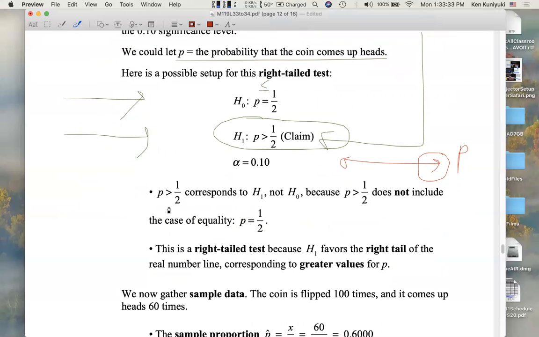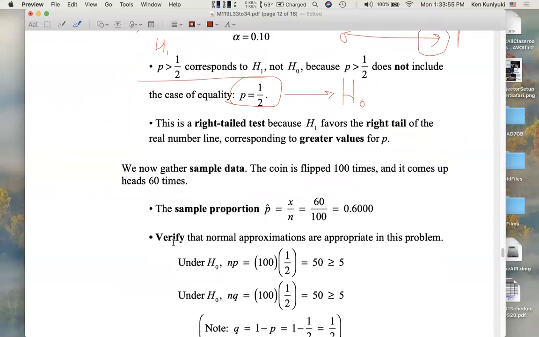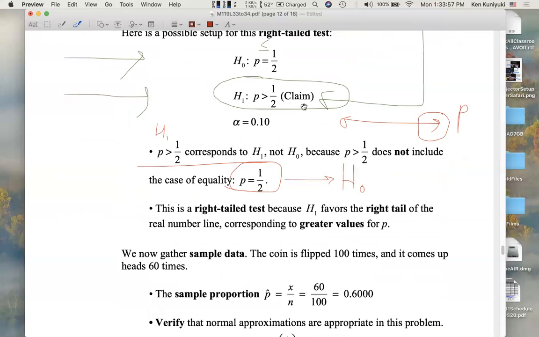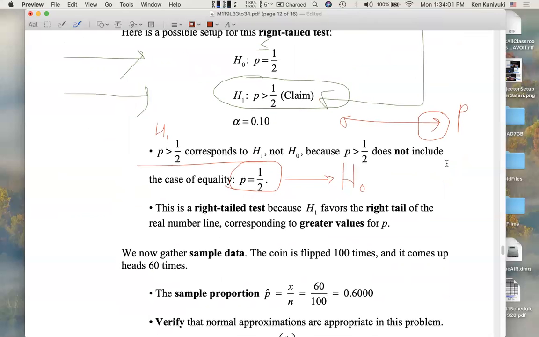Again, P is greater than 1/2. It corresponds to the alternative, not the null, because this does not include the case of equality. The case of equality always goes with the null. This has to be the alternative. All right. Again, it's a right-tailed test because the alternative favors the right tail for P, greater values.